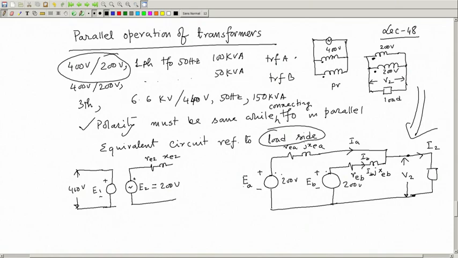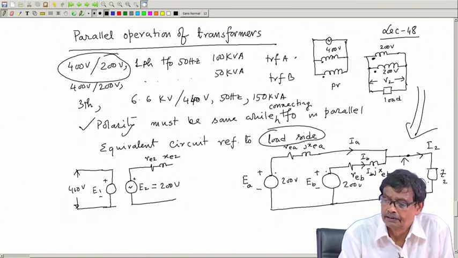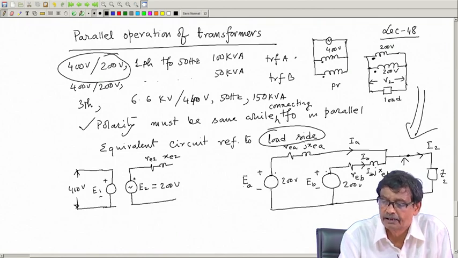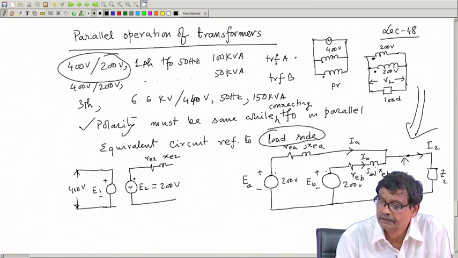In general, EA and EB may be slightly different, because after all these are two different transformers. Exact matching of the secondary voltages when the primary is energized with rated voltage is very much unlikely. But nonetheless, let us assume, as a general case, that the induced voltages are EA and EB. For this transformer it will be close to 200 volt, and this will also be close to 200 volt, and there is a load connected. This is your load impedance, and all the equivalent circuit parameters are referred to the secondary side, the load side. So transformer A's equivalent circuit is simply EA, REA, jXEA, and so on. Here also EB, this one.